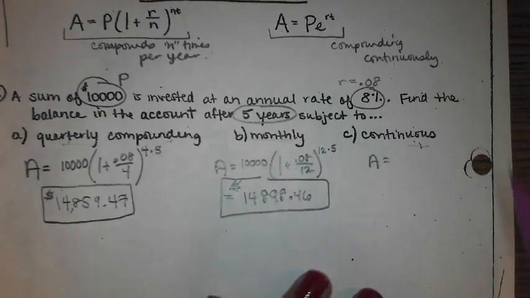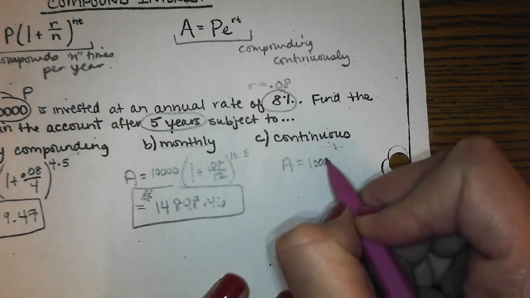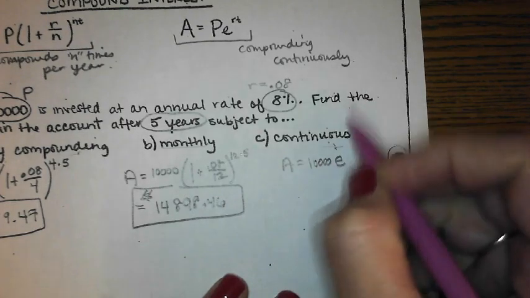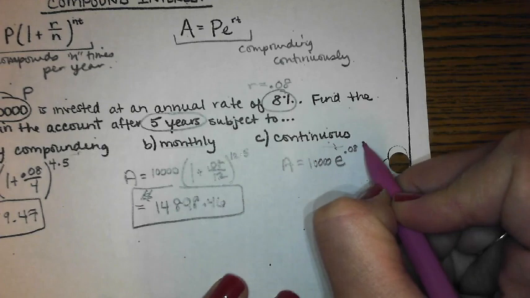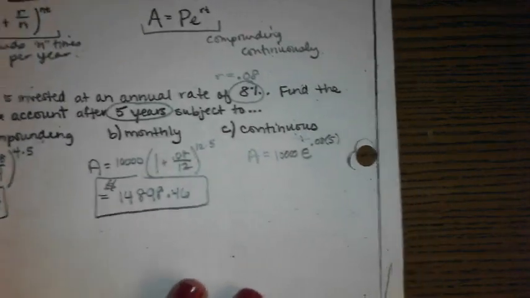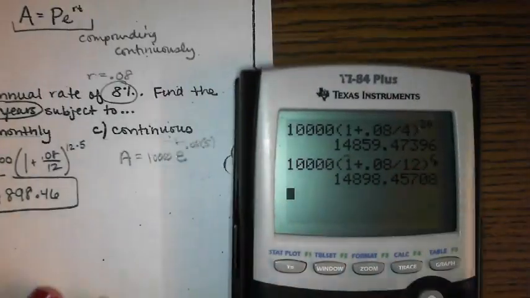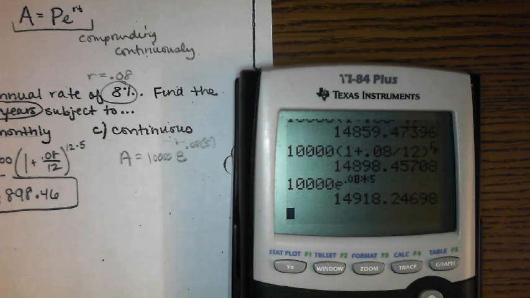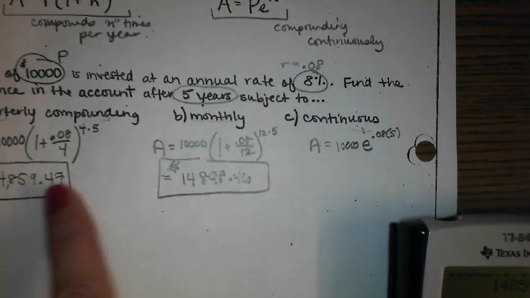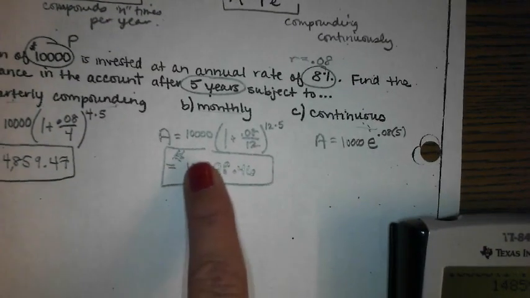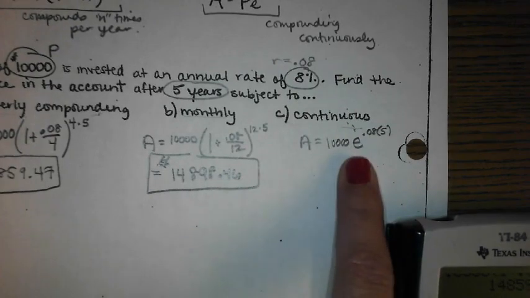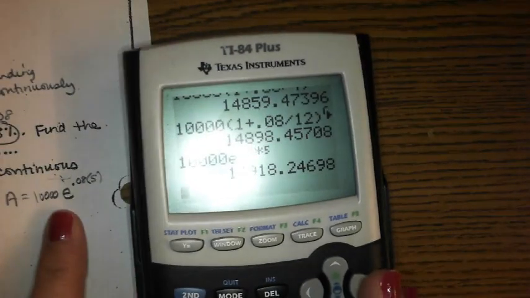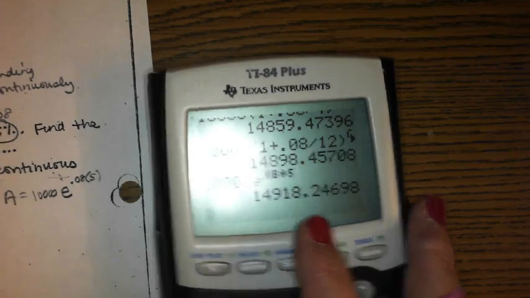And then continuously is just 10,000 times E to the rate of 0.08 times 5. And you would think it would get much bigger, but actually, it gets bigger, but not by that much. As you keep increasing, it's going to grow by less and less. So this just grew by $30-something. This is not going to grow by $30-something. It's $14,918.25.